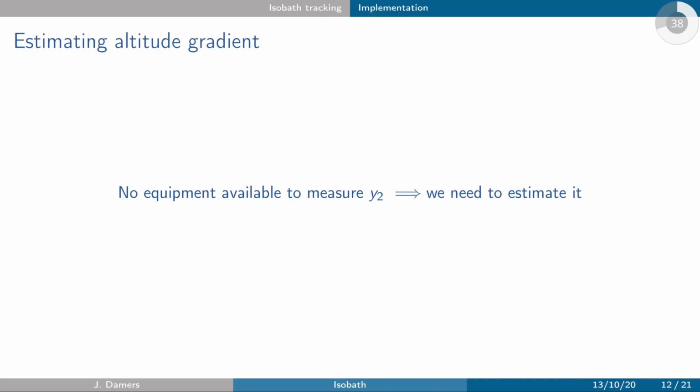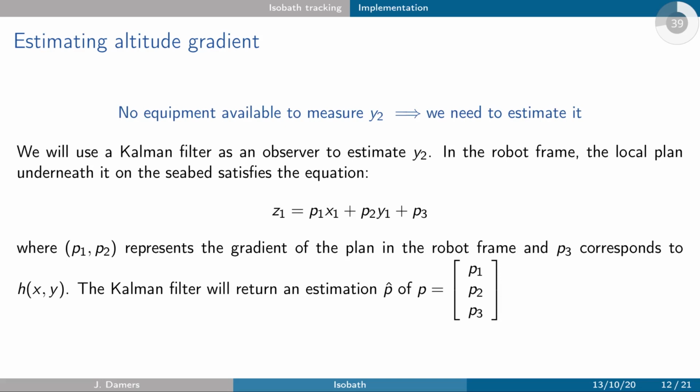So you may have noticed that we have no equipment to measure Y2, which is the angle between the yaw of the robot and the gradient of the water column height. So we need to estimate it. And for this, we will use a Kalman filter as an observer to estimate Y2. So in the robot frame, we assume that there is a local plane underneath the robot on the seabed that satisfies the following equation, where P1 and P2 represent the gradient of the plane in the robot frame, and P3 the water column height. And the Kalman filter will return an estimation P hat of P.